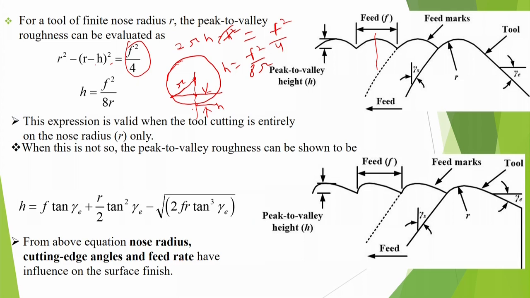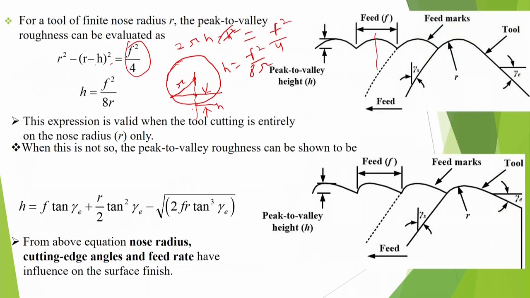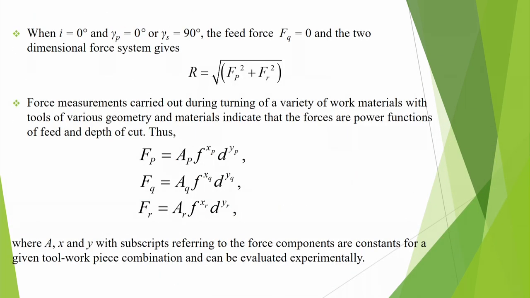From the above equation, nose radius, cutting edge angle and feed rate have influence on the surface finish. That is the expression given. Now, what is the effect of feed rate and cutting speed on surface finish? What is the effect of the cutting speed? Just a while ago we discussed the cutting forces, and in the expression I have written, the cutting forces are dependent on the feed and depth of cut, because they mainly influence, but the speed also has some effect.